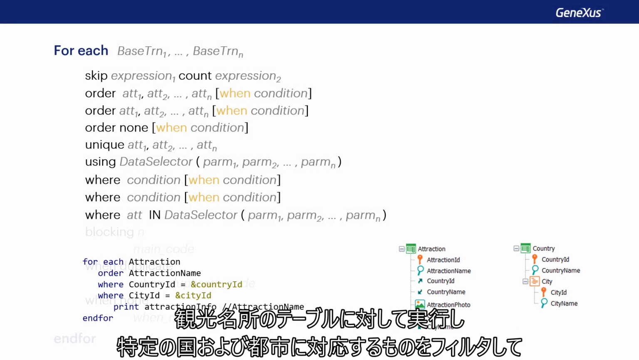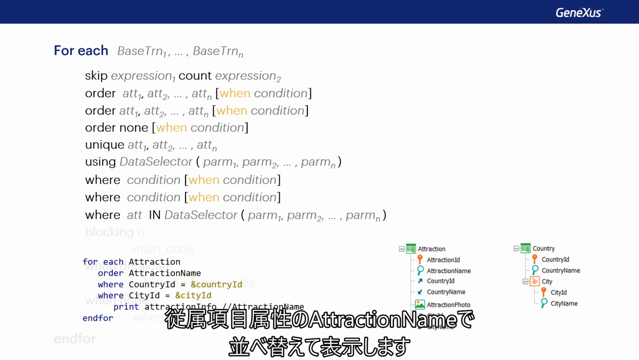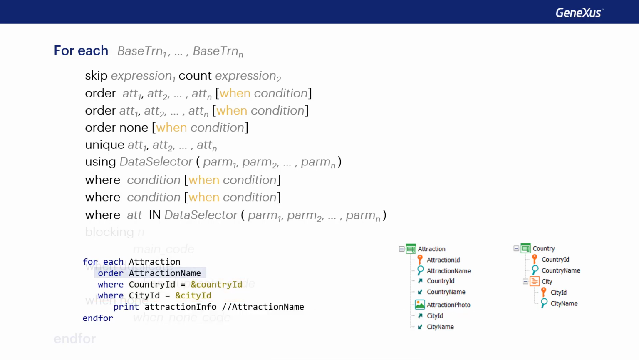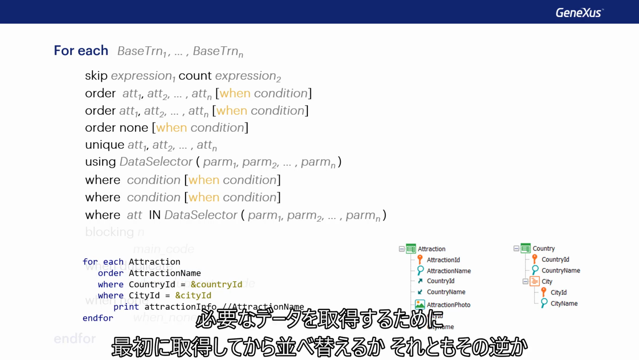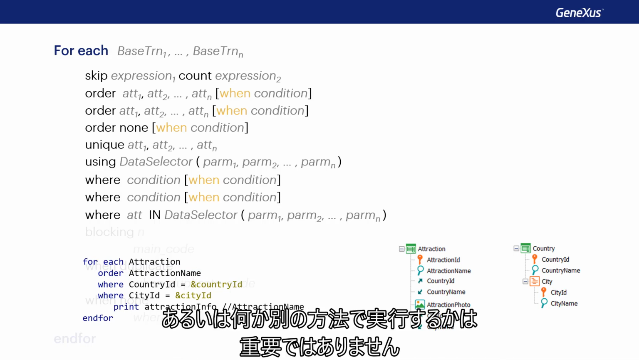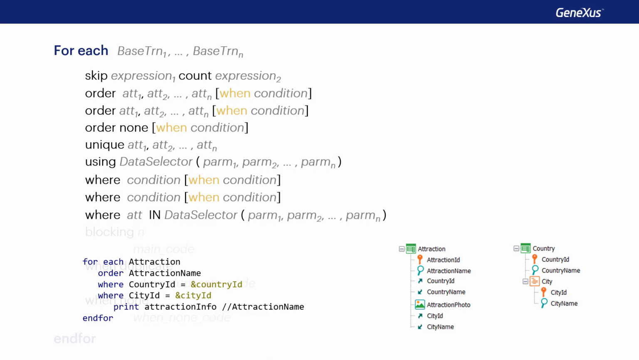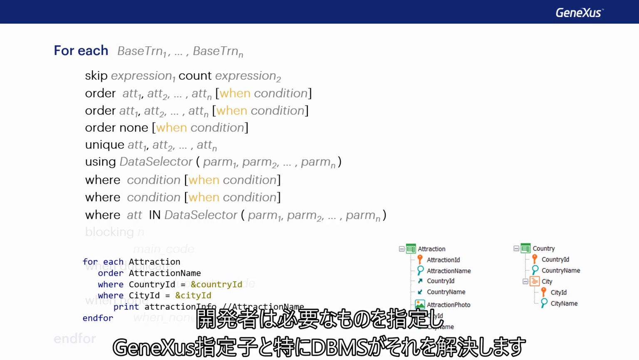We want to run through the table of tourist attractions, filtering those corresponding to a given country and city, and to display them sorted by attraction name, a secondary attribute. When specifying what we want, it shouldn't matter whether in order to get the required data, it should be first obtained and then sorted, or if it's done the other way around, or in some other way. We, the developers, specify what we want, and the GeneXus specifier, and above all the DBMS, will solve it.